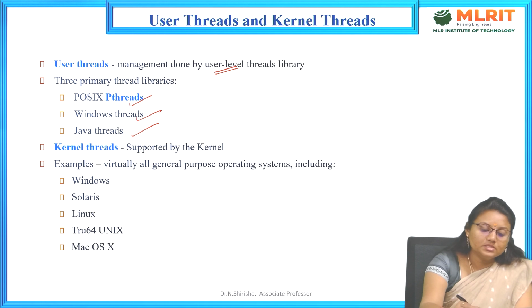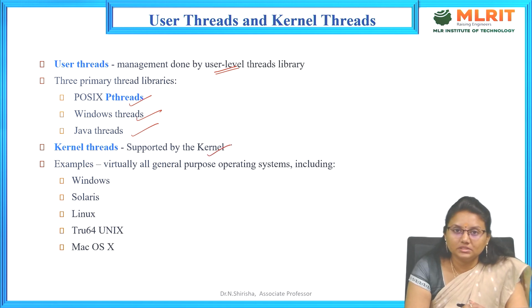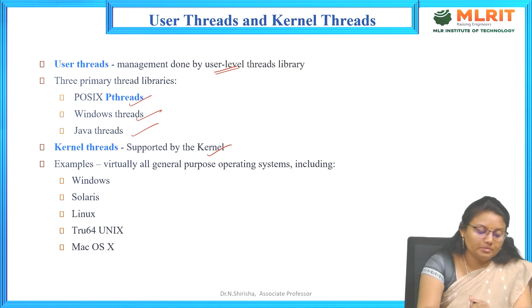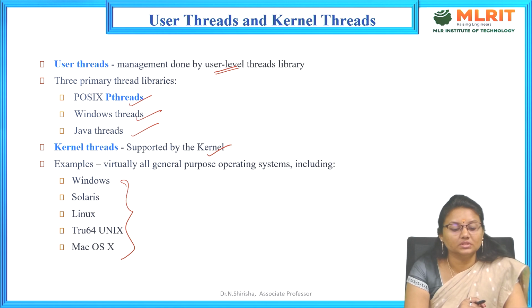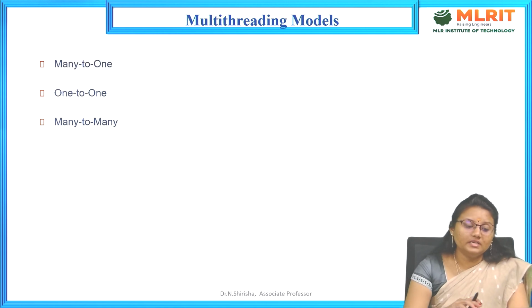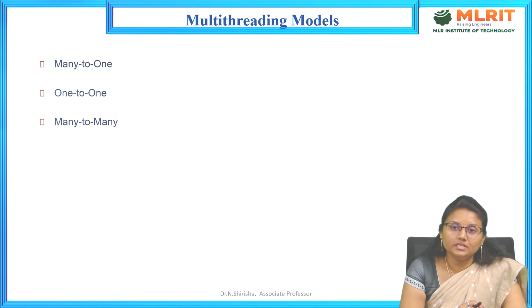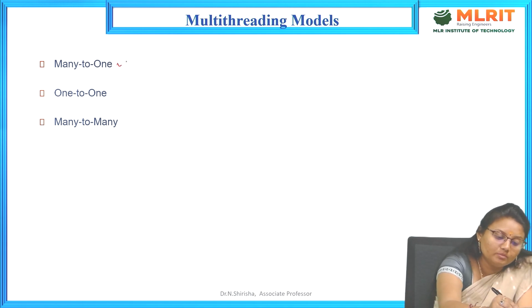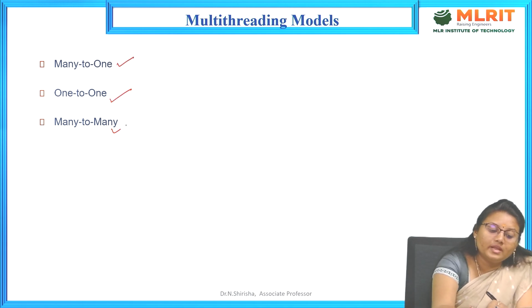Kernel threads are supported by the operating system, that is, the kernel. Examples where we can use these user threads and kernel threads include all the operating systems that support threads. And the multi-threaded models: in multi-threading there may be a many-to-one model, a one-to-one model and a many-to-many model.